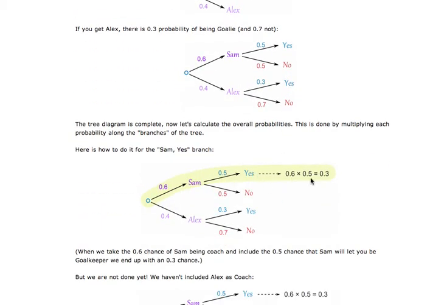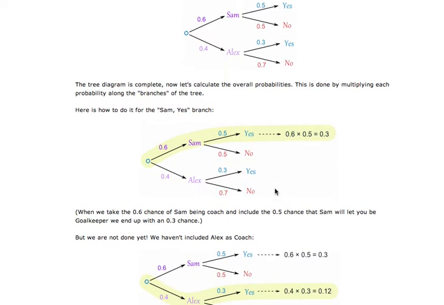So to find what my chances are, if I get Sam, it's 0.6 that I'll get Sam, and 0.5 that he'll say yes when I get him. So that's 0.3 that both of those things will happen. It's also 0.3 that I would get Sam and he'd say no, because it's a 50-50 shot whether he's going to say yes or no.